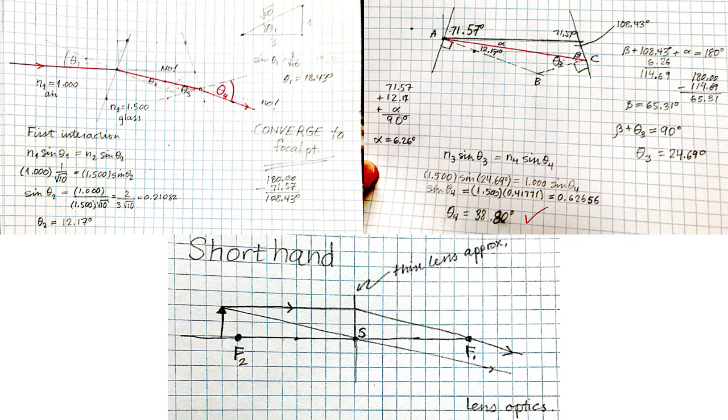Wait a minute, sorry. Sine 24.69 times 1.5. Okay, so this is equal to, verify me on this, 0.62656. Anybody verify me on that? Okay. All right, so the inverse sine of that is 38.780 degrees.